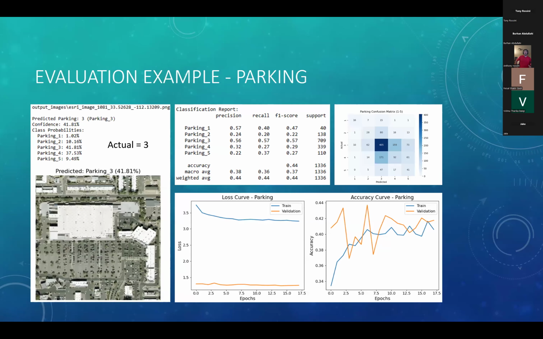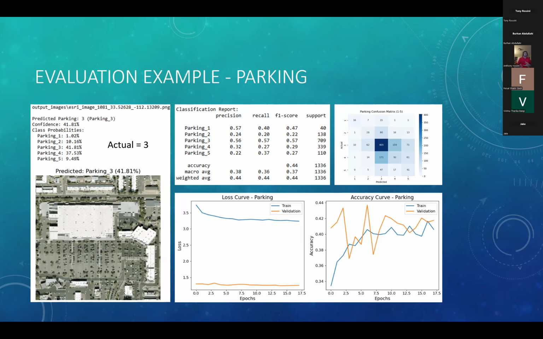And so here's continuing with that parking example. Here's what the output looked like. On the far left here, we have the output of a single image. So this store 1081 goes into the trained CNN model, and this is an example output. The image goes in, and the output is a confidence of each of the classes. So you can see that there's a confidence level for parking 1, 2, 3, 4, 5. Parking 3 had the highest confidence, the highest probability.